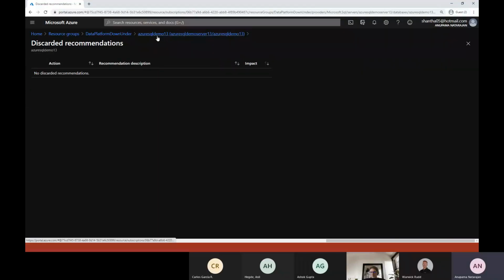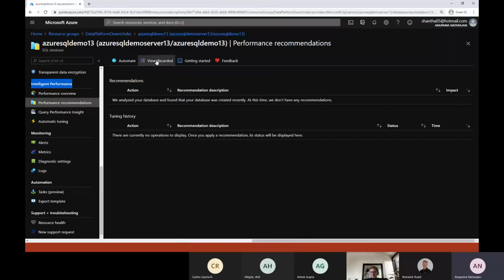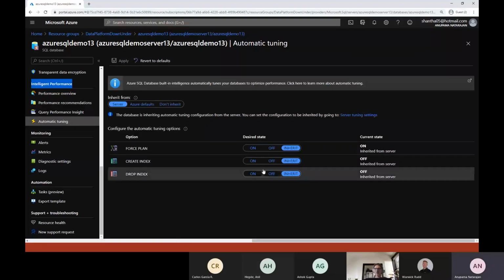And then you can see any performance recommendations that Azure is actually providing and any recommendations you decided to discard. So you may think, okay, I'm not going to go ahead with that recommendation, but you can also see which recommendations you avoided so that if you want to apply it at a later point, you can also do that. And this is automatic tuning.